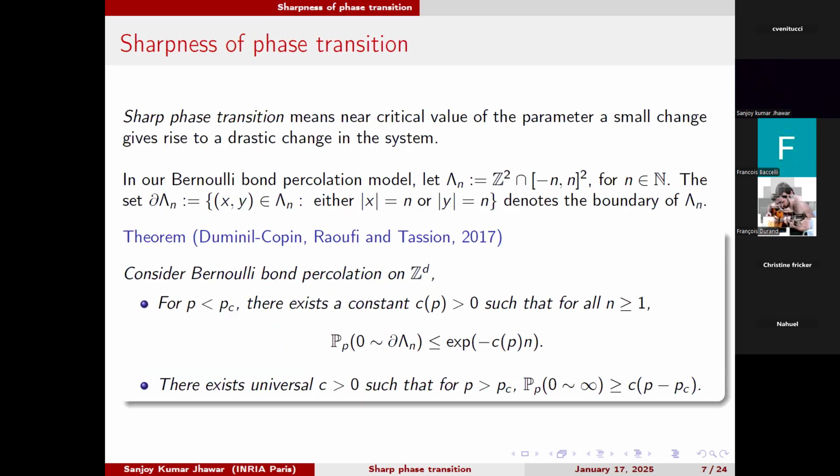And let me dive into the main topic of this talk, that is sharpness of phase transition. What we mean by sharpness of phase transition can be seen through this theorem by Duminil-Copin, Raoufi, and Tassion: below the critical value of the parameter, the graph behaves differently than in the supercritical regime. That means if you are looking at a finite box of size n, then there exists a path from the origin to the boundary of the box.